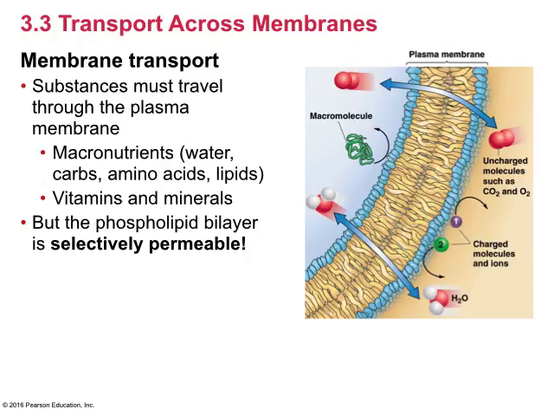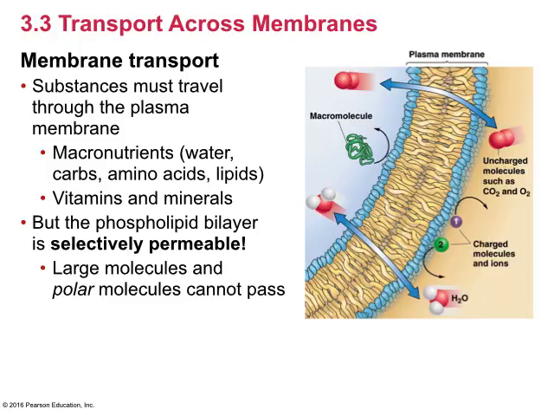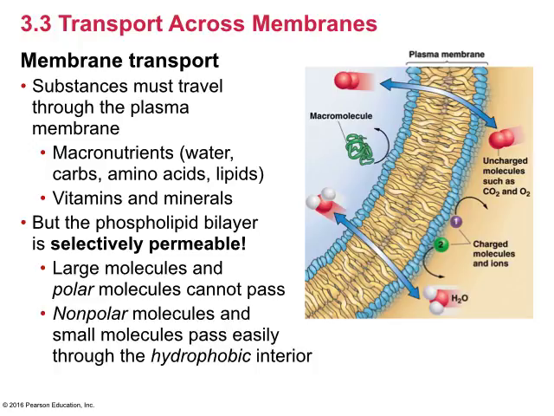But the problem is that the phospholipid bilayer is selectively permeable. Remember, that means that it is choosy. It only lets certain things pass through. So large substances like the green macromolecule in the figure and polar substances, which are things that have charges, cannot pass. Whereas nonpolar molecules and small molecules pass easily through that hydrophobic interior.